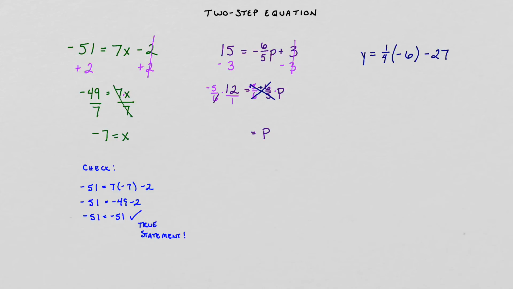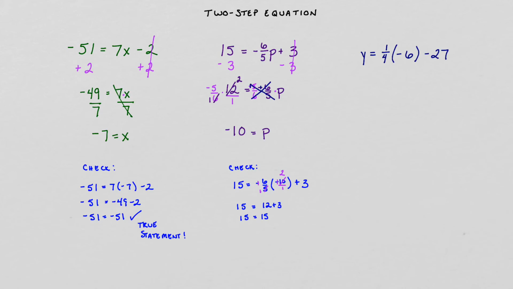I do see that 6 and 12 will cross-reduce. They have a common factor of 6. So 6 divided by 6 is 1, 6 divided by 12 is 2. So now we're just left with negative 5 times 2, and this will result in negative 10. Once again, we can check our work. And as we can see, it all checks out.